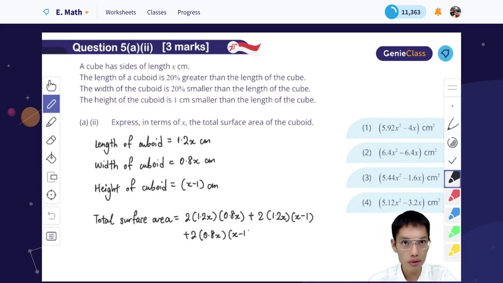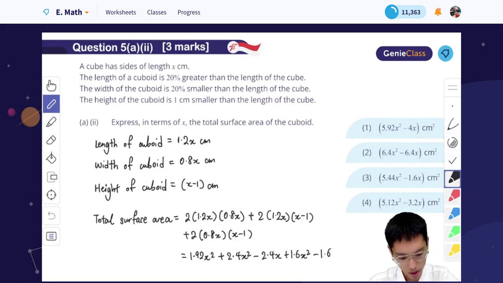Simplifying it more, it's 1.92x squared plus 2.4x squared minus 2.4x. The rest is simplification, plus 1.6x squared minus 1.6. Simplifying it a little further, you have 5.92x squared minus 4.8.